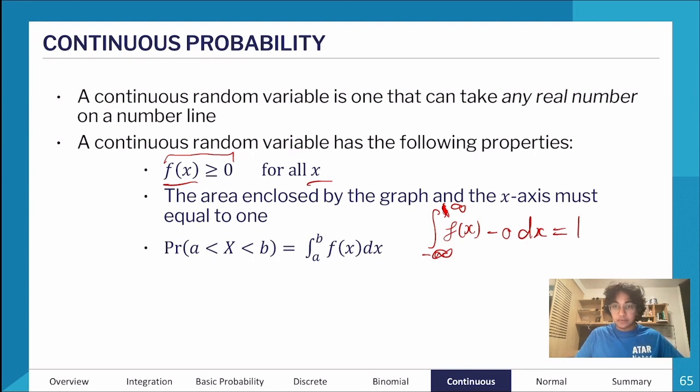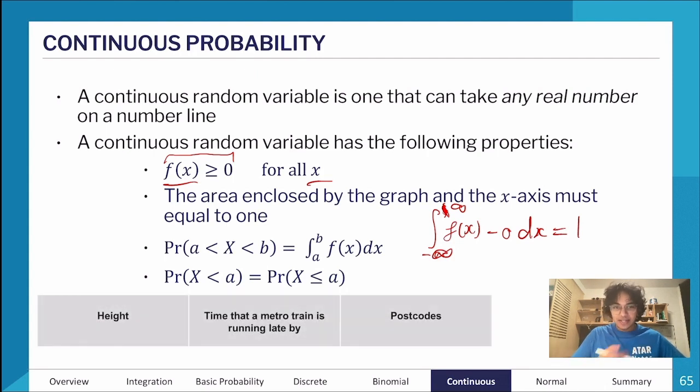That's represented here. If I want to work out between two particular areas, I need to work out the integral. So the probability of x less than or equal to a is also equal to the probability of x being less than or equal to a.